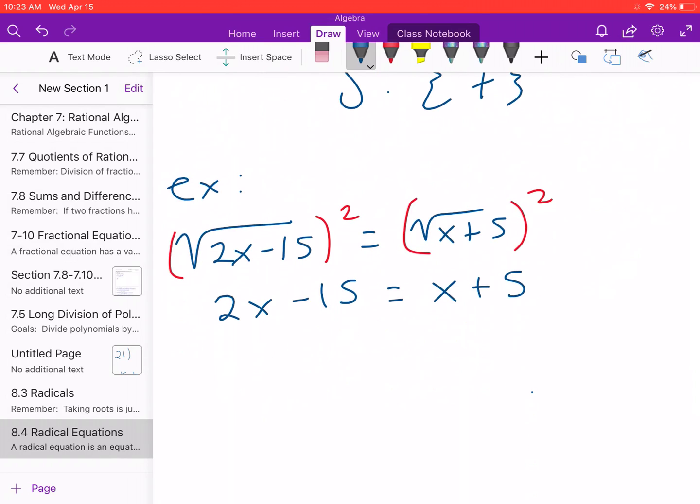Combine like terms. 2x minus x equals 5 plus 15. Continue to combine, and I'm left with x equals 20.